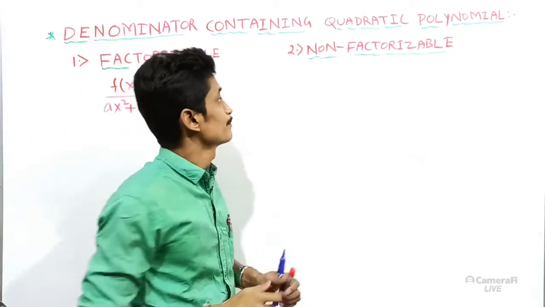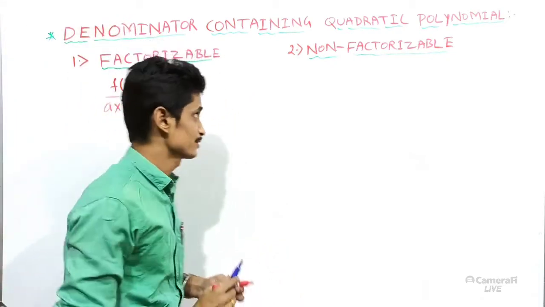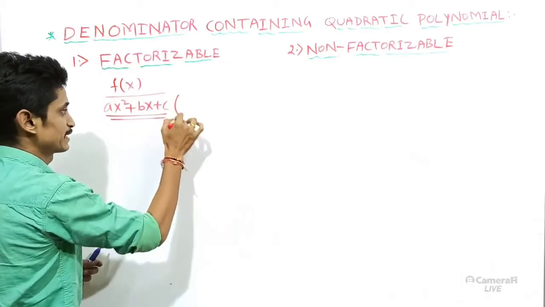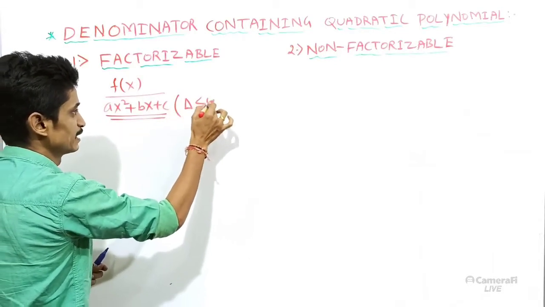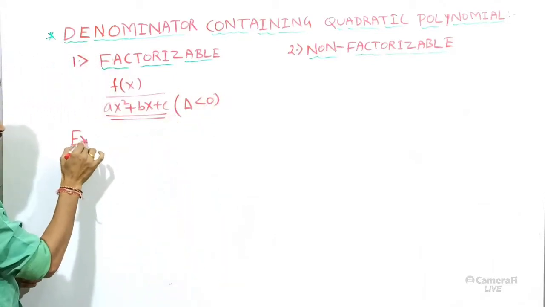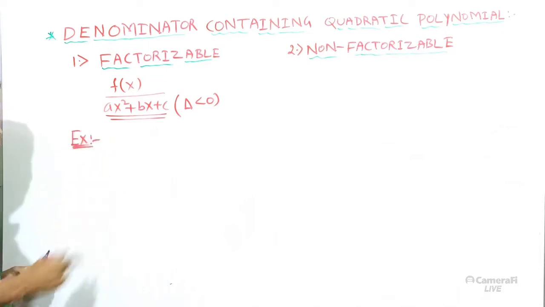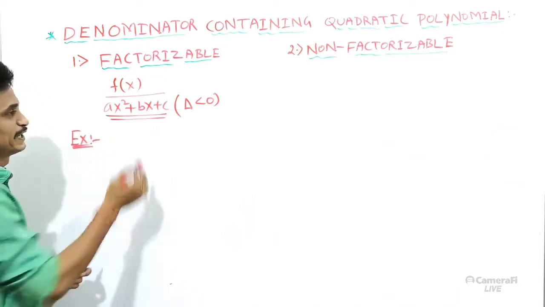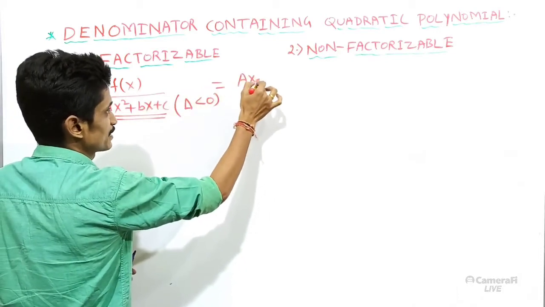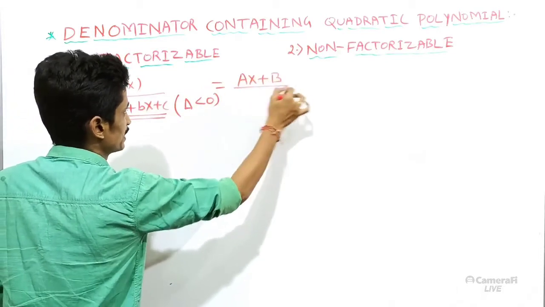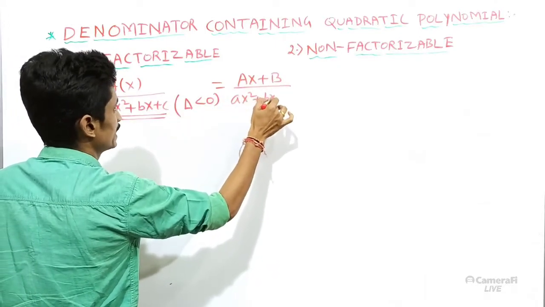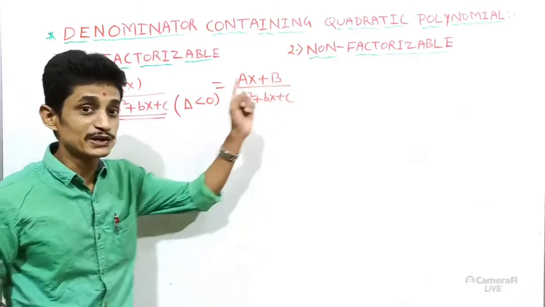Be careful dear, here in non-factorizable factors. Just assume this is a non-factorizable factor. It means the discriminant will be less than 0. Let us take one example, how we split that type of question. Whenever you have a non-factorizable factor, we write in the RHS part like ax plus b divided by ax square plus bx plus c.